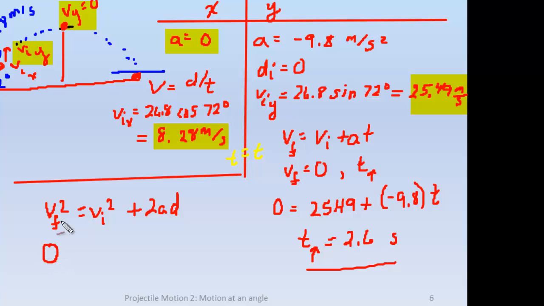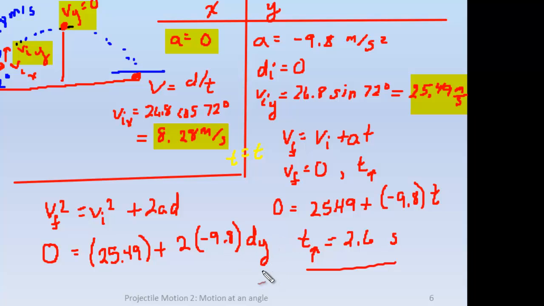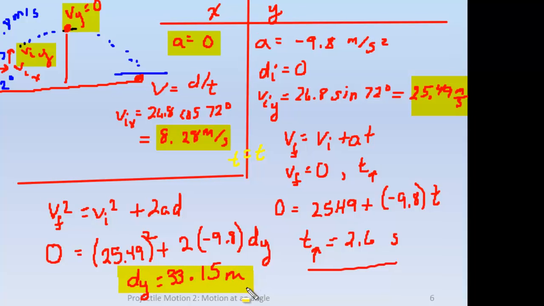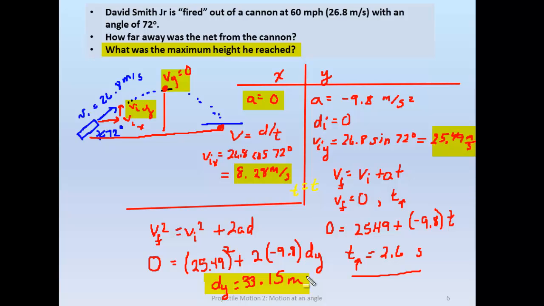I've got a 0 Vf, because that's at the very top of his path. My Vi, remember I'm working with the y, so I'm going to have the y initial velocity. So that's going to be 25.49. I'm working with the y side, so my acceleration is negative 9.8. And remember, I'm going to find a y distance. Also, don't forget to square that initial velocity. And we get for our y distance, our maximum height halfway through, 33.15 meters. And we've solved the problem. Thank you very much for your time.